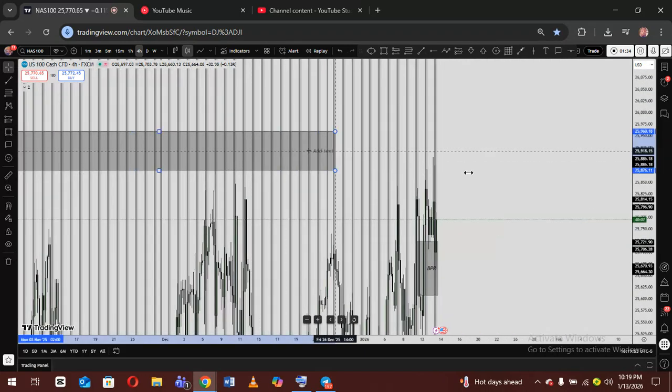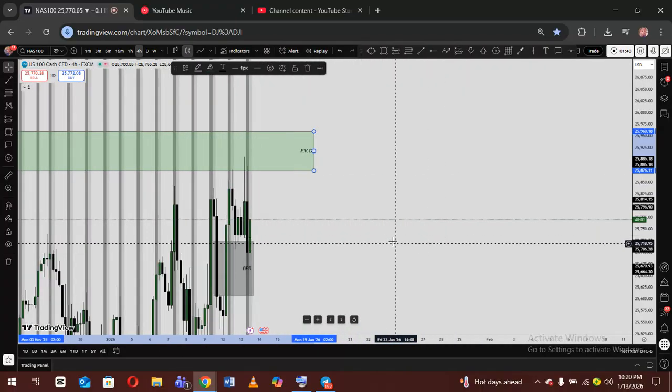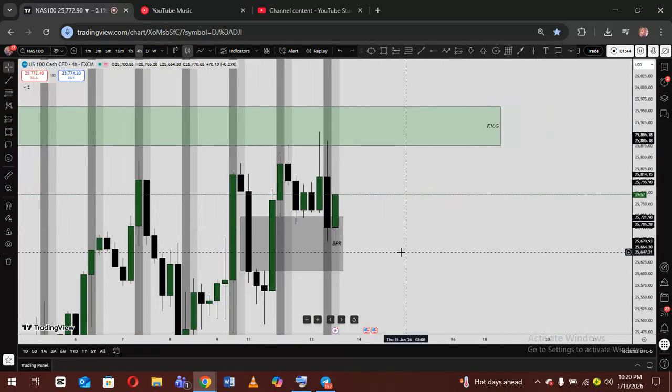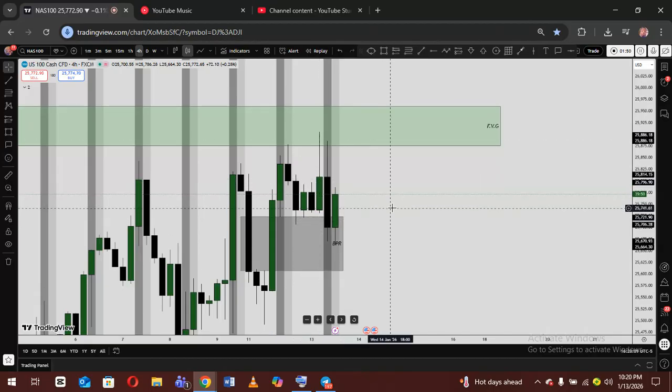We have another fair value gap right here, which the market just tapped into, and this is a fair value gap whereby I know it might push the market down. So I have a BPR that I want to push the market up, and a fair value gap that I want to push the market down. The market is between two things. I can't know the direction.